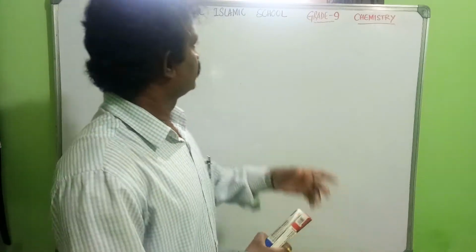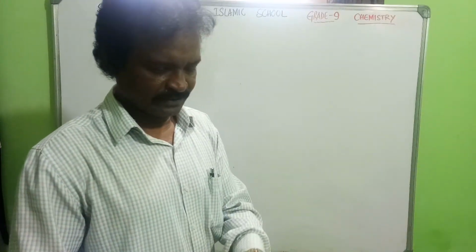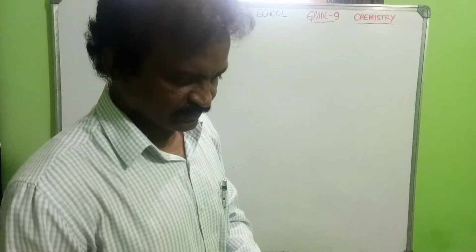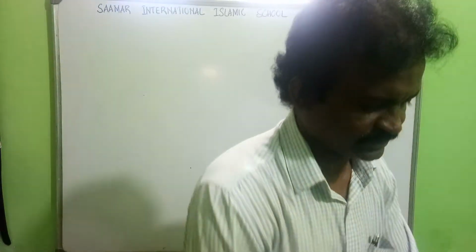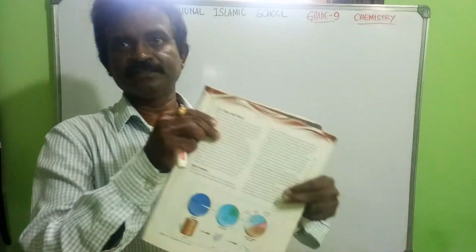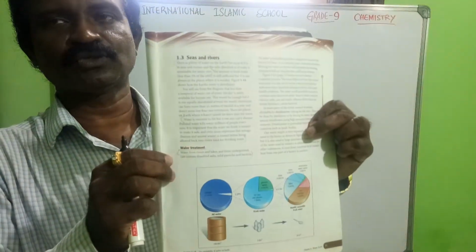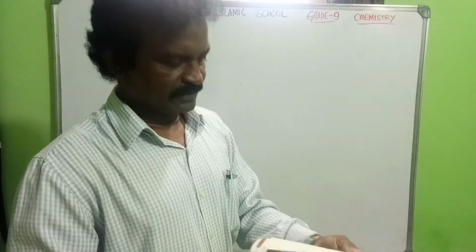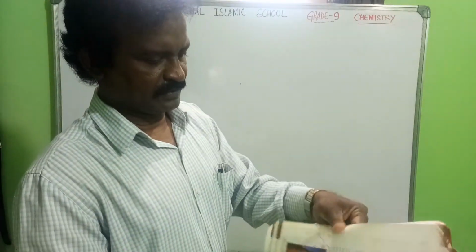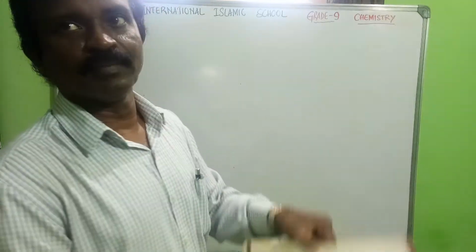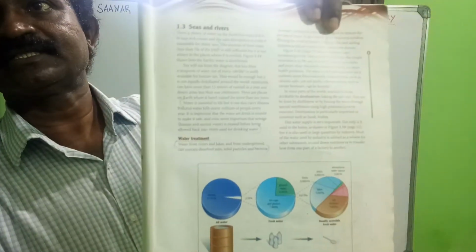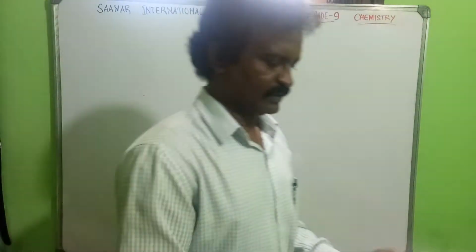Chemistry, grade 9, second part. What is that second part? Seas and rivers. We stopped last class at global warming. Now, let us continue from seas and rivers. Is it clear?